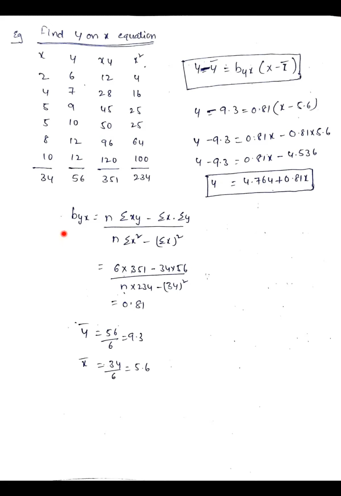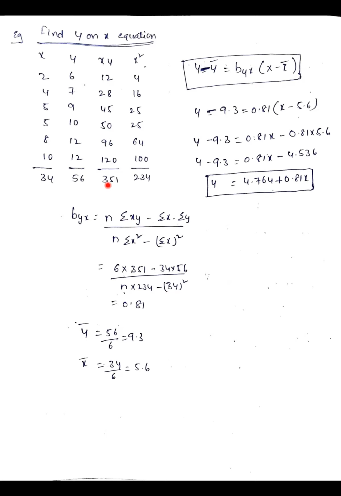See this b_yx, that is n into summation xy minus summation x into summation y, divided by n summation x square minus summation x whole square. So initially we have to calculate this summation xy. Clear? That means we have to calculate all these xy values and add them.